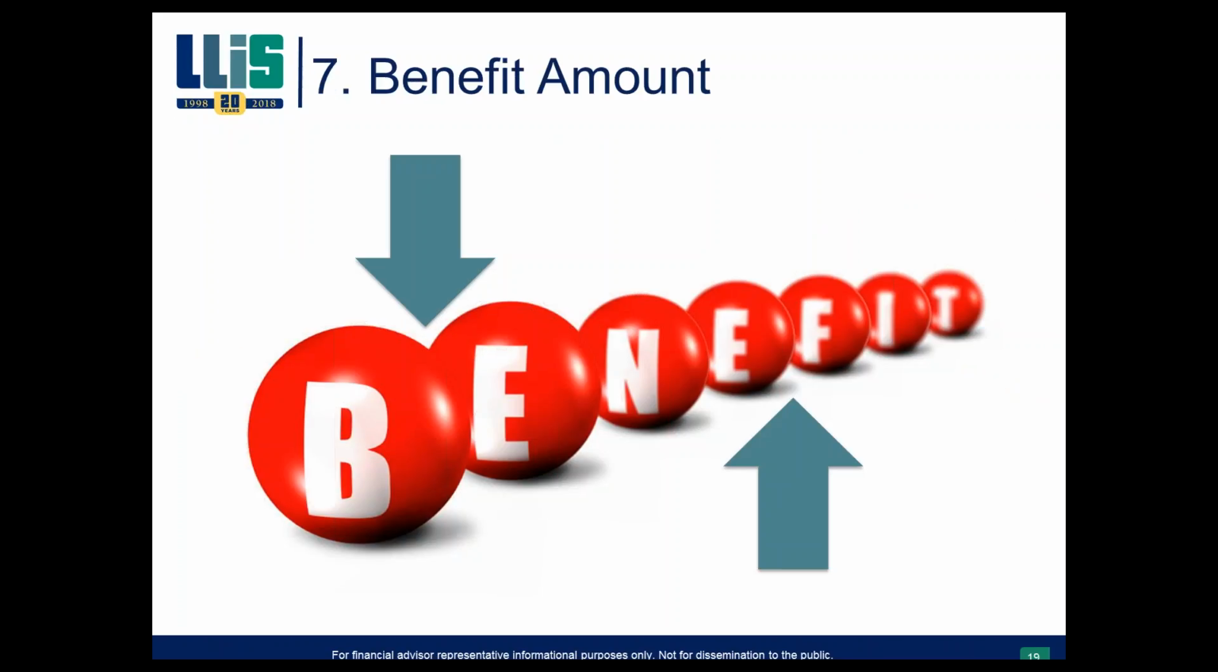Now, the benefit amount kind of ties into the income to a certain degree. So the thing I want to point out with the benefit amount, which is the amount that your client is going to receive in the event they become disabled. This is what's going to help pay their bills. This is what's going to put food on the table. This is what's going to help ease their mind and provide a safety net in the event they become disabled.